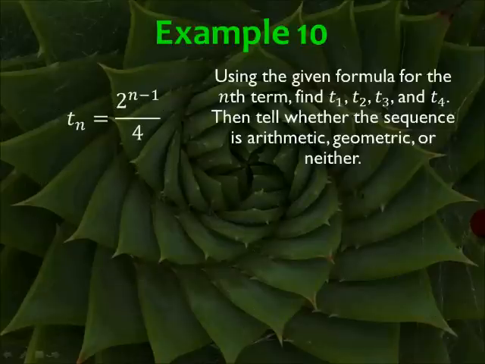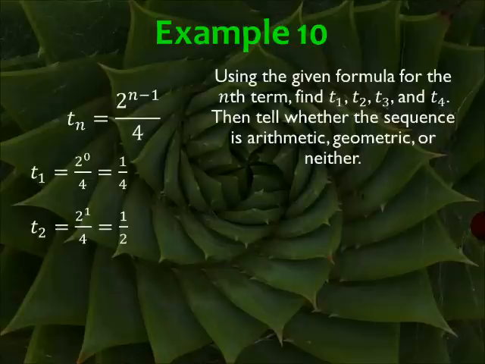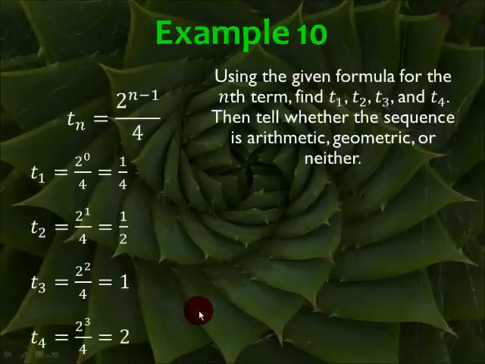Tn equals 2 to the n minus 1 power all over 4. Go ahead and try this one yourself and see if you get the correct answer. Alright, plug in 1 for n and you get 2 to the 0 over 4, which is 1 over 4. Plug in n as 2, 2 to the first over 4 is 2 over 4, or 1/2. Plug in 3, you get 2 squared, remember it's n minus 1, 2 squared over 4, 4 over 4 is 1, and T4 is 2 cubed, or 8 over 4, which is 2.